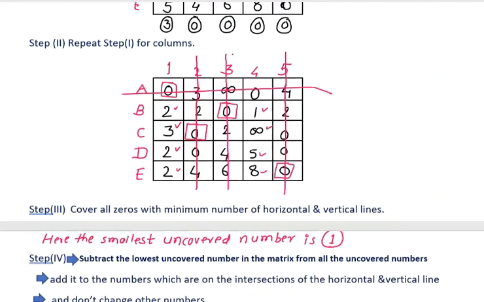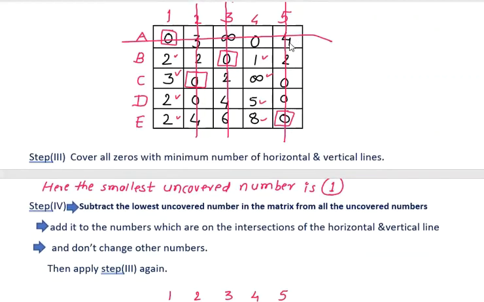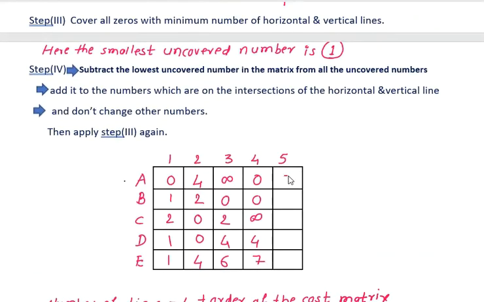Elements of the last column. On the intersection we add 1, we get 4 plus 1, 5, other numbers as they are, 5, 2, 0, 0, 0. So this is step number 4.